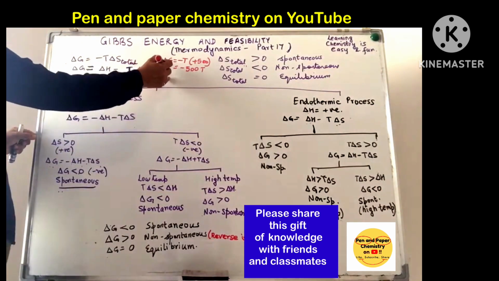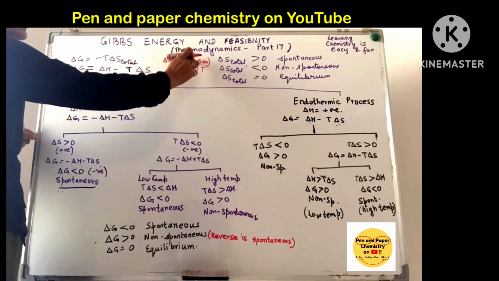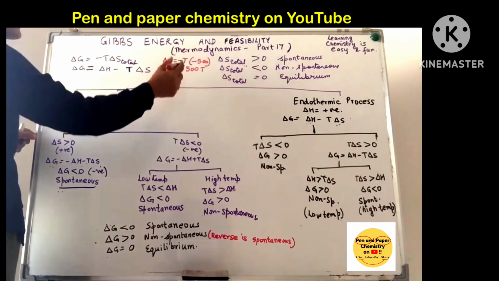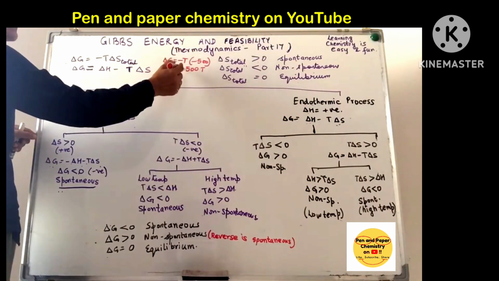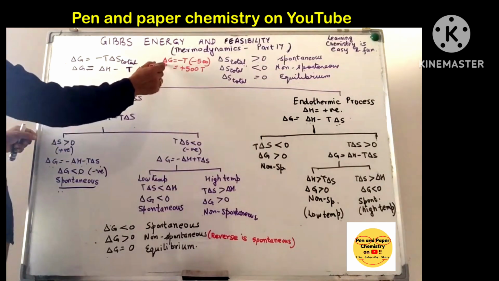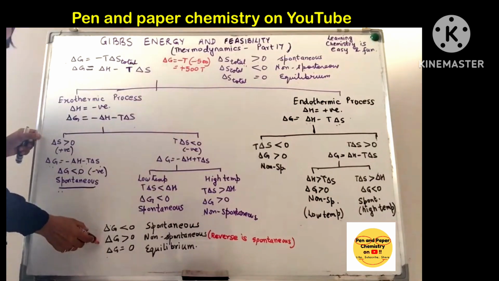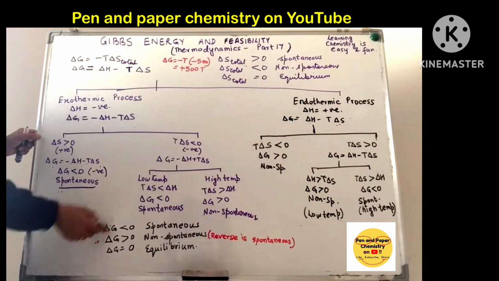What happens to the value of delta G then? Now, when I am saying delta S total is less than 0, that means it's a negative number. Minus into minus gives me a plus. In other words, for a non-spontaneous process, delta G becomes greater than 0. That is what we have written over here.